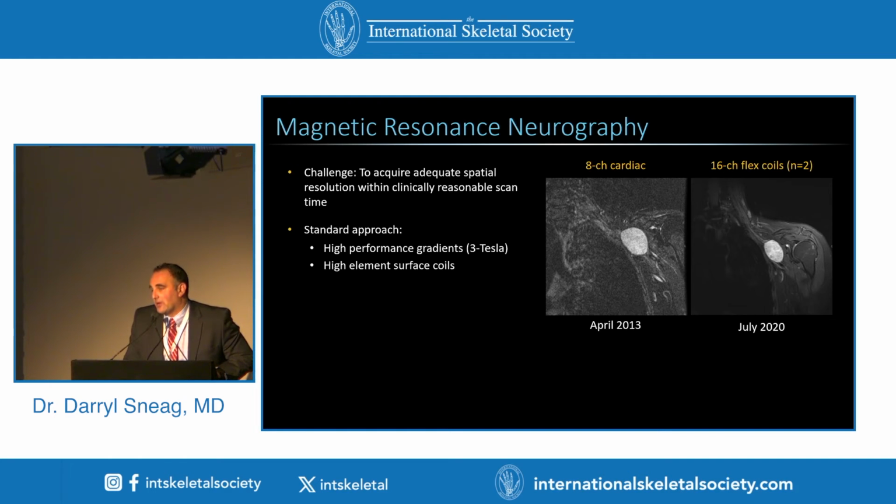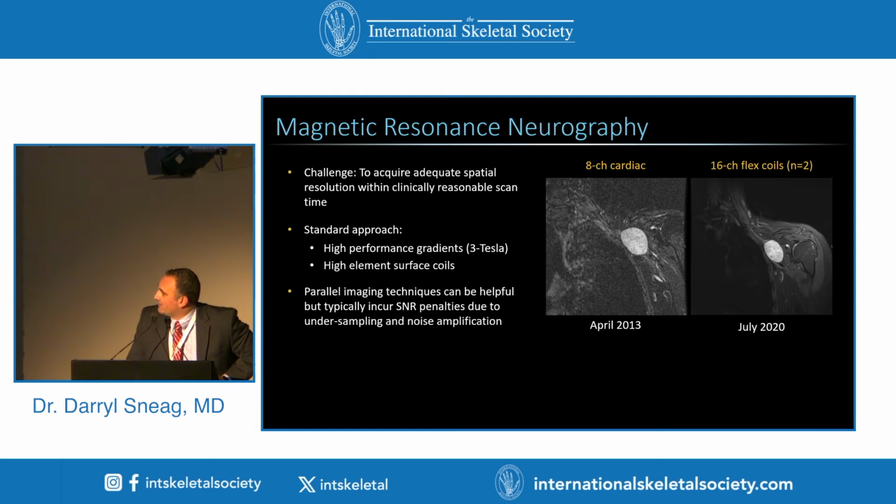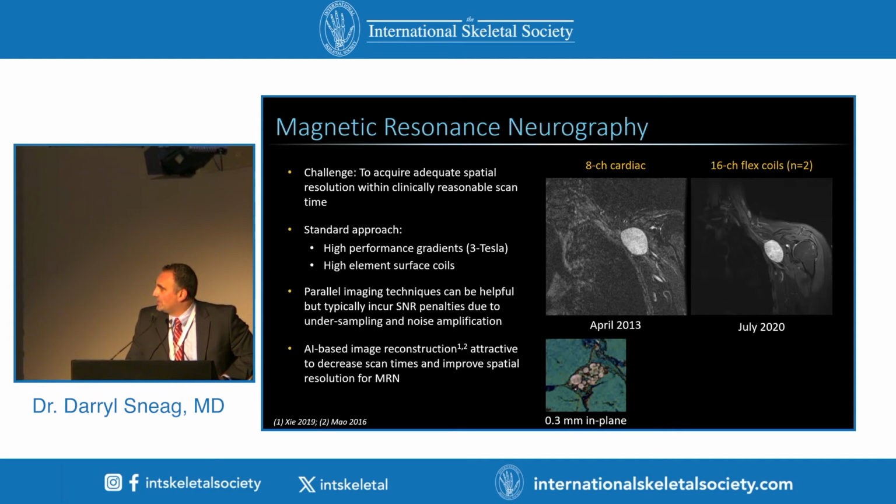But we want to do better. We particularly want to evaluate nerves cross-sectionally, or orthogonally, to evaluate their fascicular architecture. Parallel imaging techniques can be helpful, but they typically incur SNR penalties due to undersampling and noise amplification. More recently, AI-based image reconstructions have been shown to be attractive because they can decrease scan times and at the same time improve spatial resolution for MR neurography.